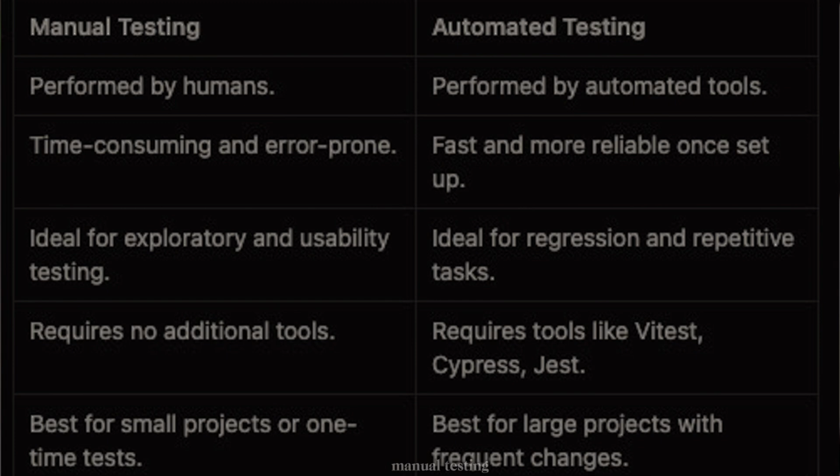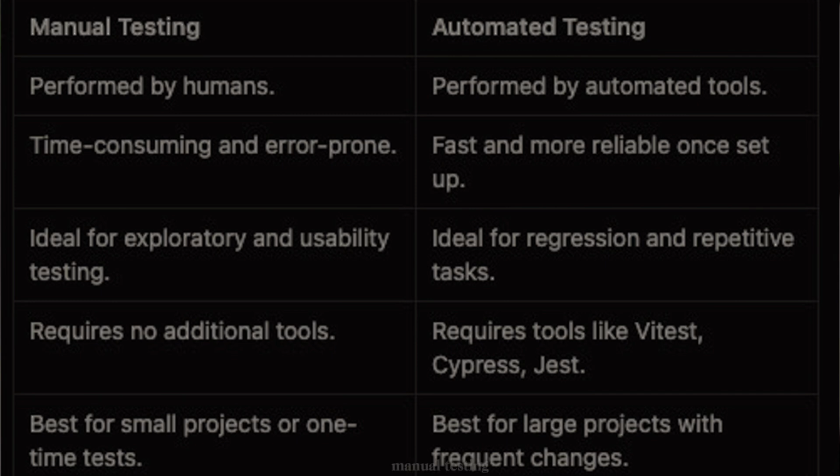Number one, manual testing is performed by human beings, while automated testing is performed by automated tools. Like I said, we use tools like Jest, like Cypress rather, and you write the test code, right? Manual testing is time consuming and is error prone. Automated testing is fast, is more reliable once you set it up. It takes a bit of time and effort to set up, but once you eventually set it up, you're good to go.